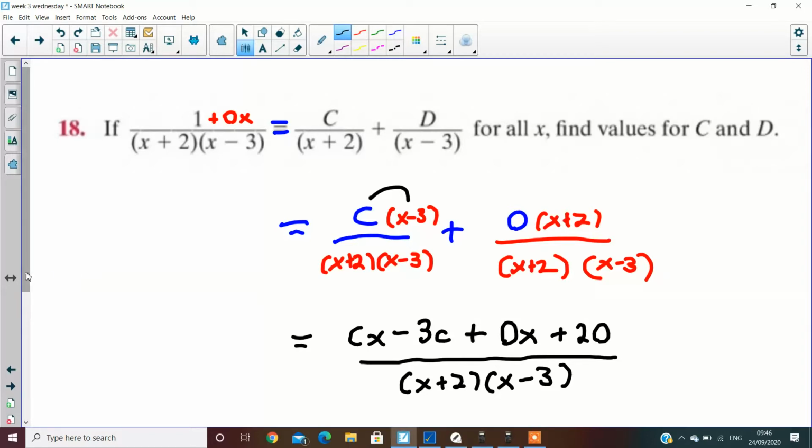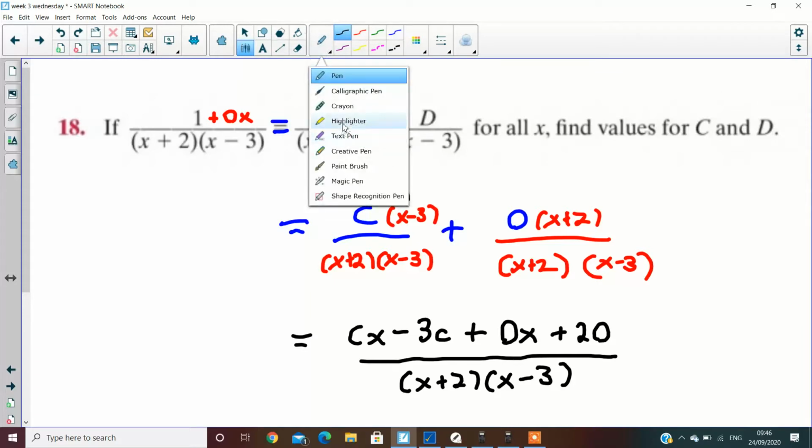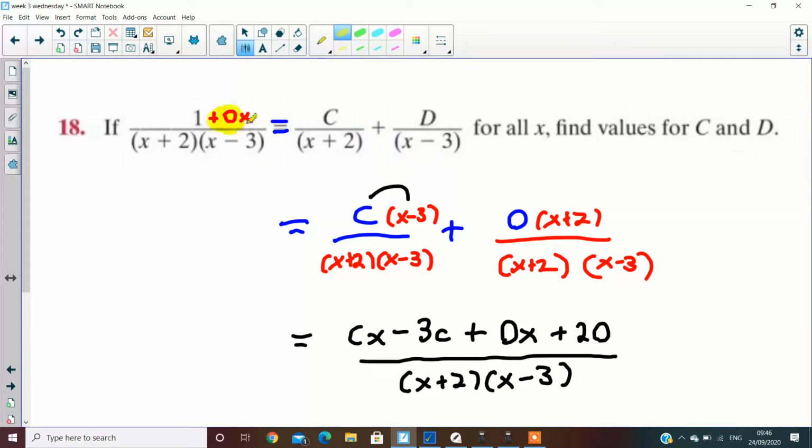Now, what can we say then? Which parts equal each other? The 0x equals what? Cx and dx. And the 1 equals what? Minus 3c plus 2d. The parts with x on the left had to equal the parts with x on the right. The parts without x on the left have to equal the parts without x on the right.